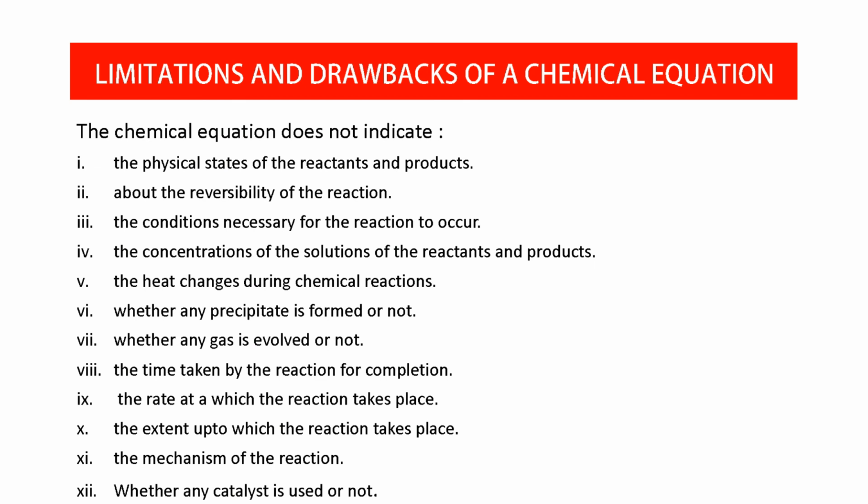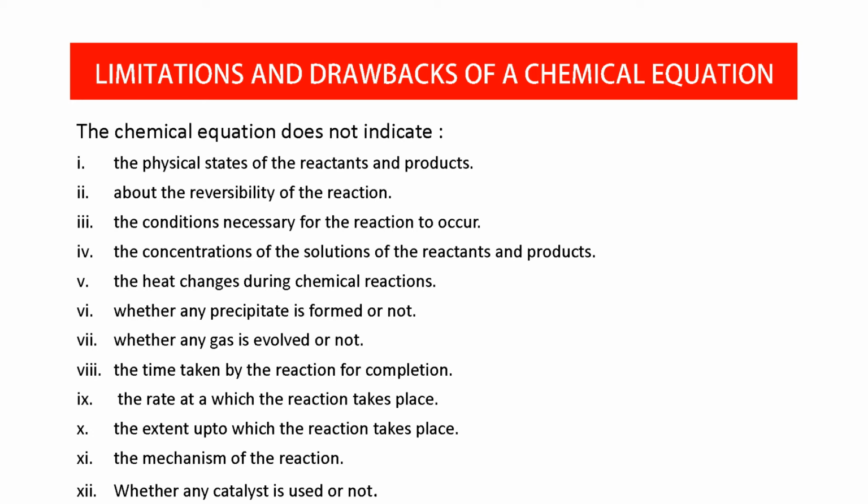Then the next topic is limitations or drawbacks of chemical equations. We know everything has pros and cons. Everything has benefits as well as drawbacks. So chemical equations, limitations or drawbacks. The first point is the physical state of the reactant and product. We don't know the physical state of the reactant and product from the chemical equation.